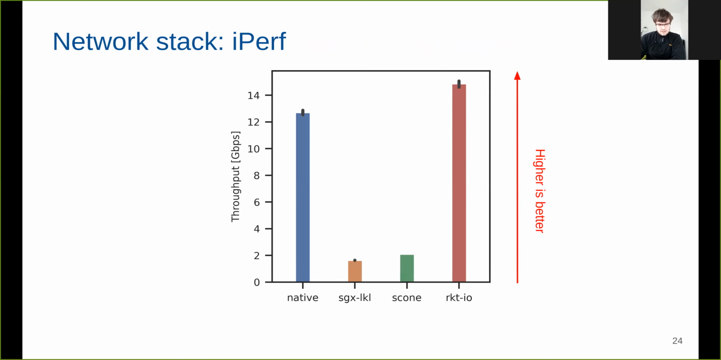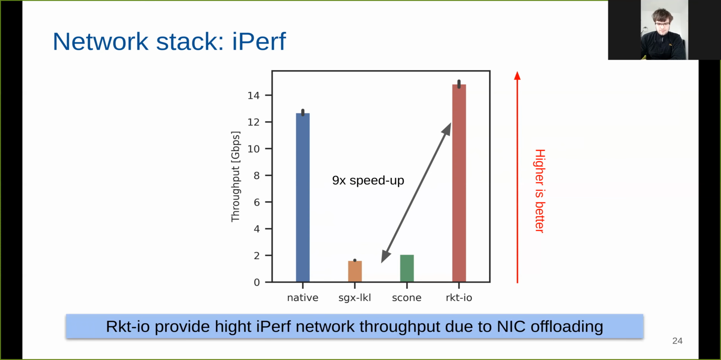So here are the results for the network stack. You can see on the y-axis the throughput in gigabits per second, and on the x-axis the different systems. You see that between SGX-LKL and Scone and our system rkt-io, there's a 9x speedup, and this is mainly due to efficient use of NIC offloading, where we can increase the I/O throughput.